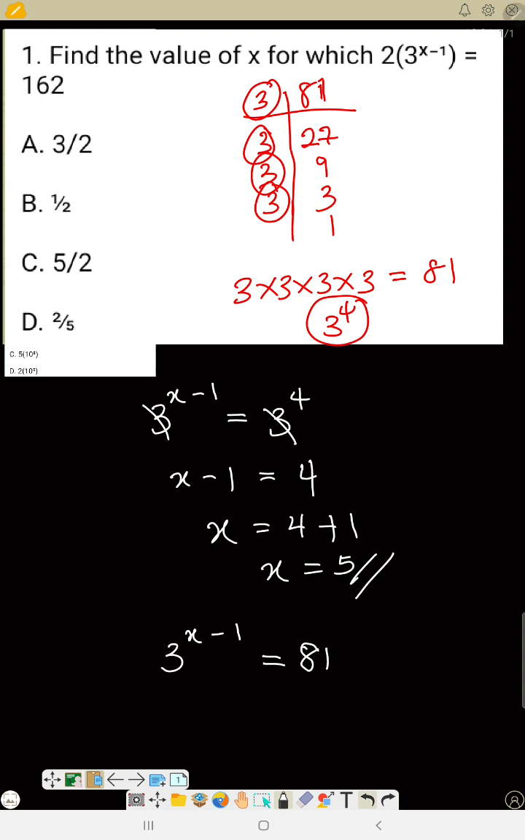If s is 5, you can confirm your answer. 2 times 81 will give you 162. So the answer is 5. None of the above, so none of these options. Everything is wrong. So take note, the answer is 5, as you can see the workings. Now let's see number 2.